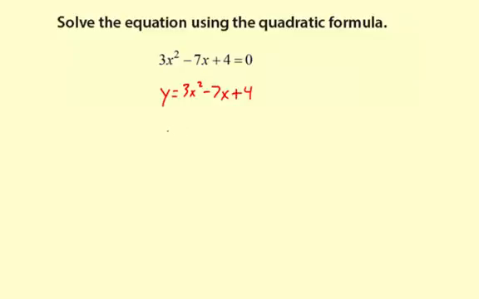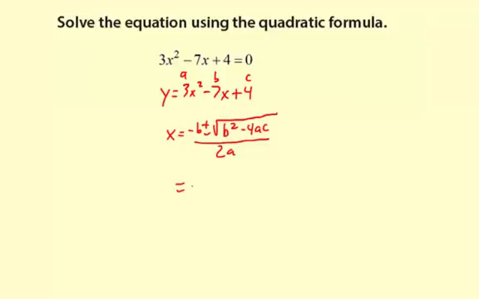Remember, the quadratic formula is x equals negative b plus or minus the square root of b squared minus 4ac, all over 2a. And the a, b, and c are the coefficients. A is 3, b is negative 7, c is 4.